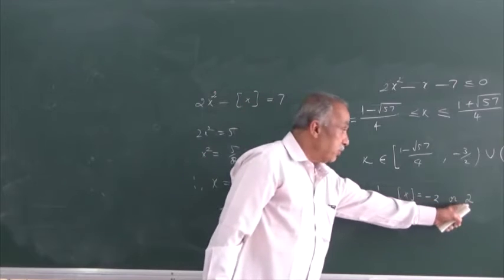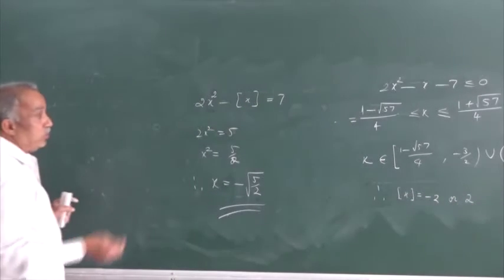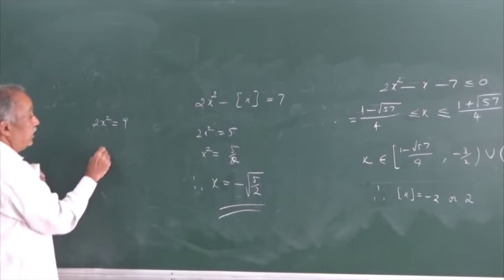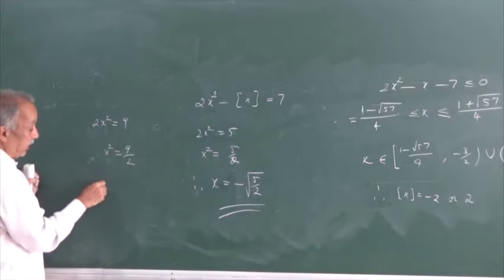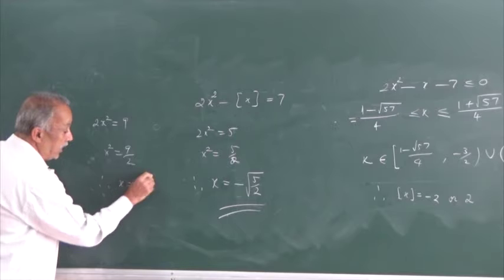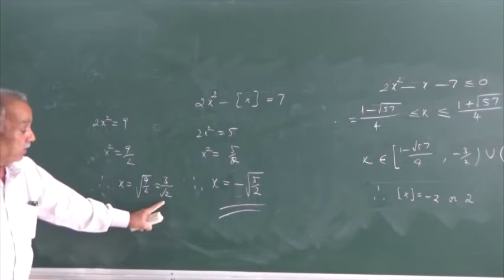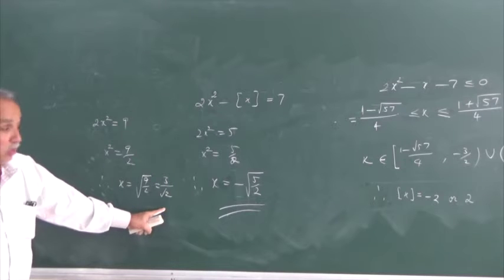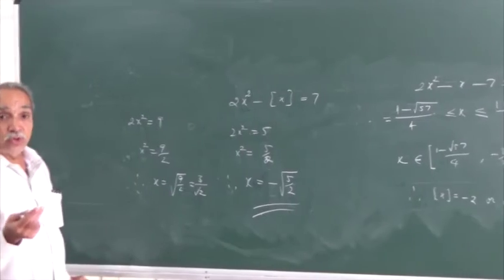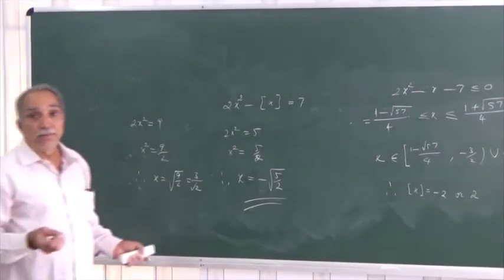There may exist more solutions. Let us consider the other possible value for the integer part of x. If we use the other value, we will be getting 2x square equal to 9, x square equal to 9 by 2. Therefore, one more possible solution for the equation is x equal to root of 9 by 2, or 3 by square root of 2. Does this number have the integer part equal to plus 2 as desired? Yes, it has. Therefore, we are getting two solutions for our equation. One is this, another is this. Okay.